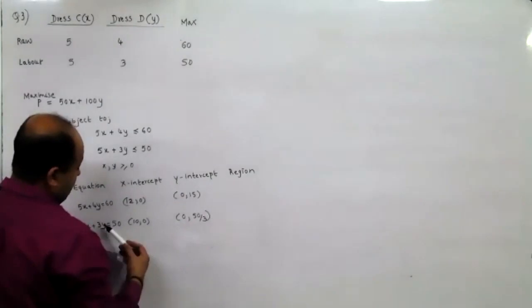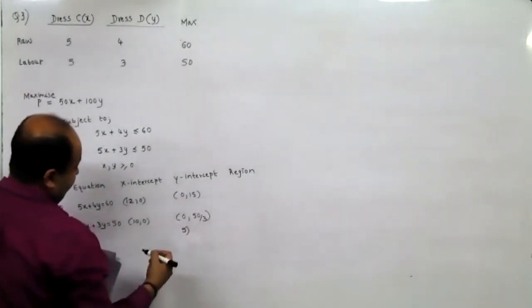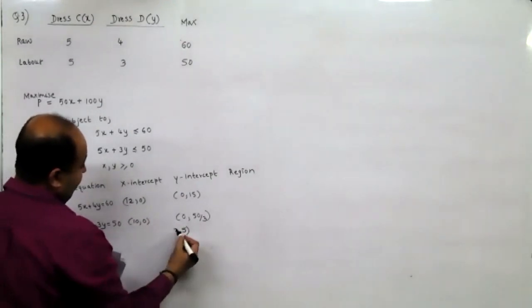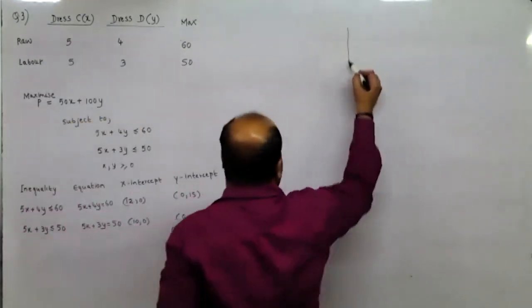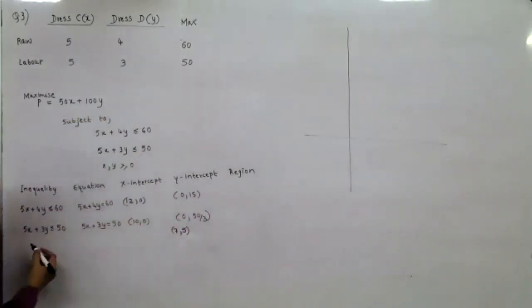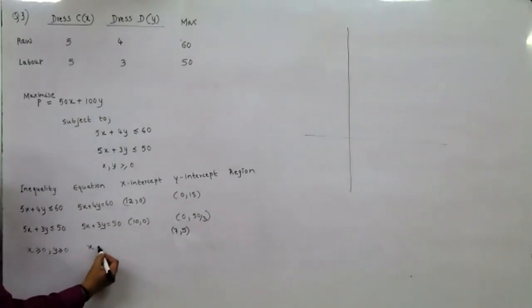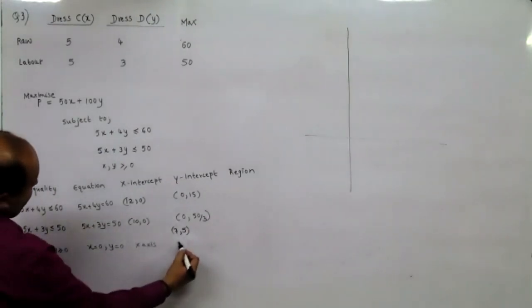Now, when I take y as 5, 3 pies are 15, it becomes 35. So 7, comma 5 is one of those points. And x greater than equal to 0, y greater than equal to 0. So here we can say x equal to 0, y equal to 0. Here we can say x axis and y axis.